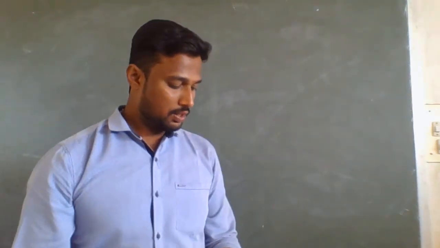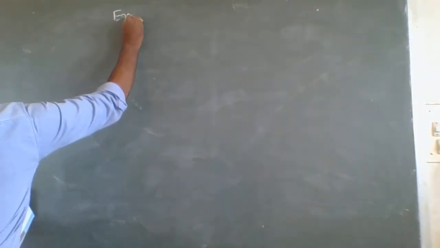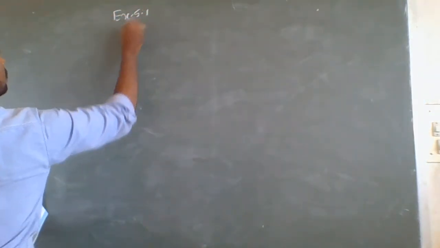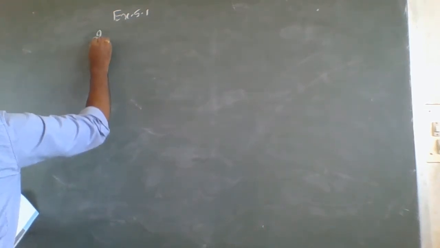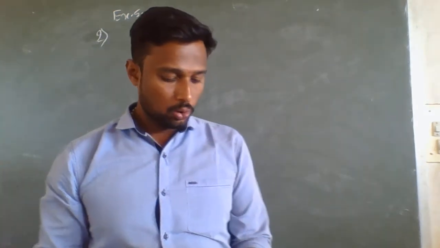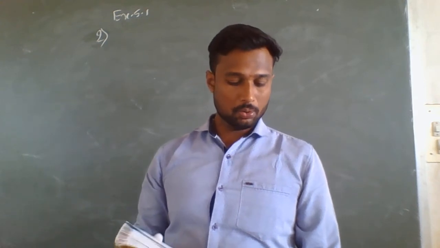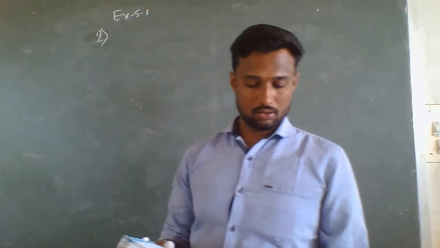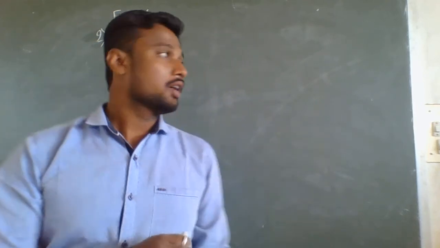So here in the second problem of exercise 5.1, what are they given? The shoppers who come to a departmental store are marked as man.